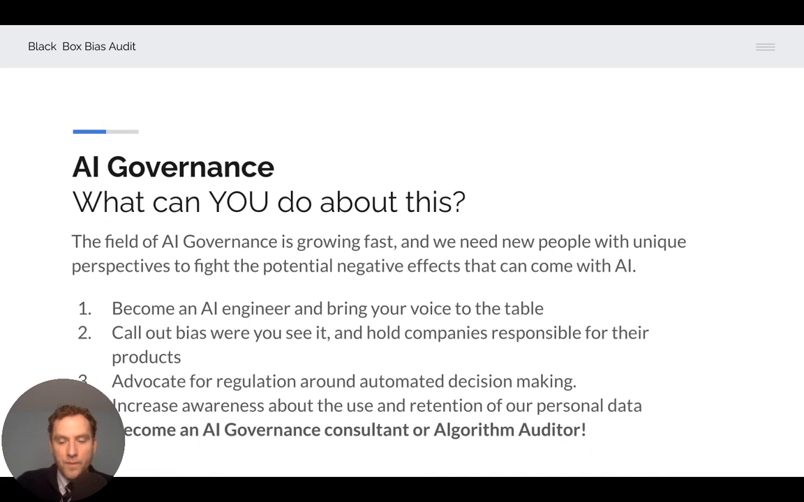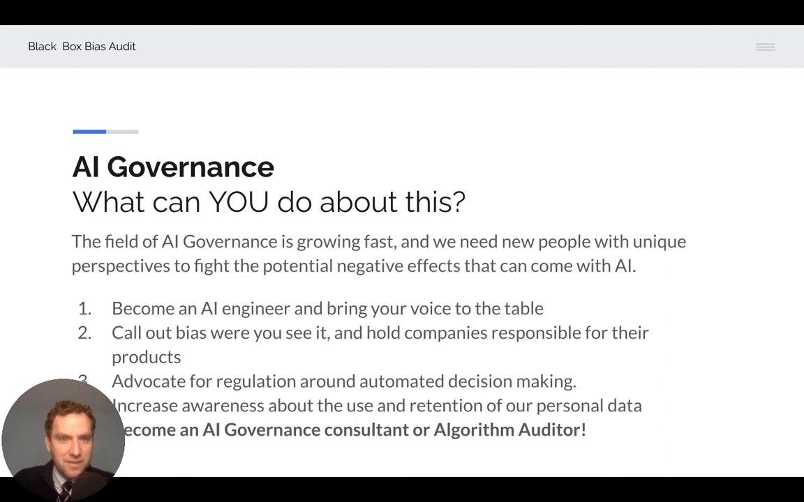So let's now talk in general. Let's sum this up here. AI governance, what can you do about this? So, you've now listened to a whole list of the types of things that you might do as an AI ethics and governance consultant. There are many, many more that I didn't cover. I just talked about my own experience and the things that I've seen.